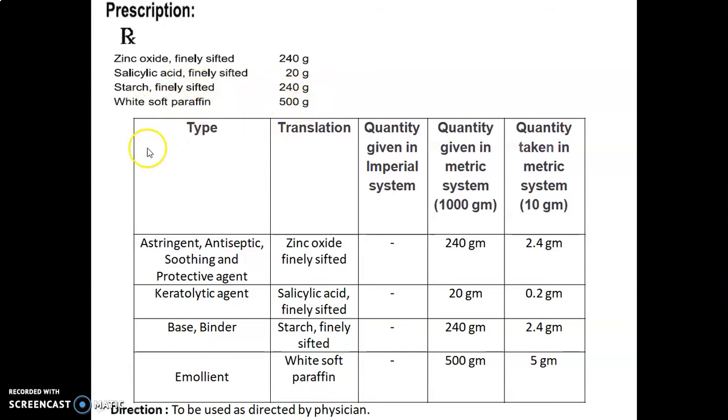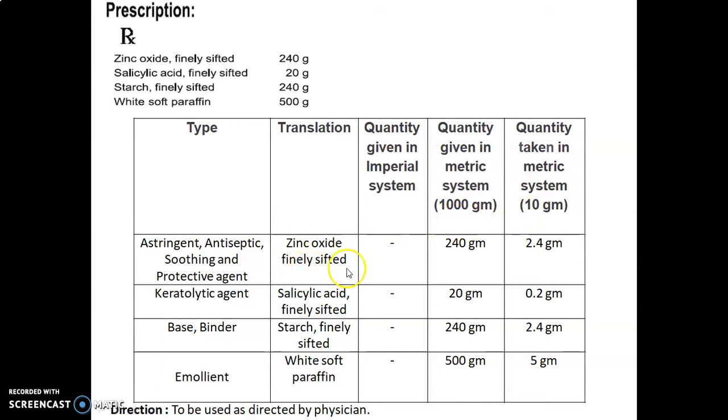Let's discuss the formulation table. Type, that is category, use or role of the ingredient. Translation means the name of the ingredient. As we don't have the quantity in the imperial system, and there is no quantity given in Latin terminology, we directly have the quantity given in the metric system to prepare up to 1000 gram, and the quantity taken in the metric system to prepare up to 10 gram.